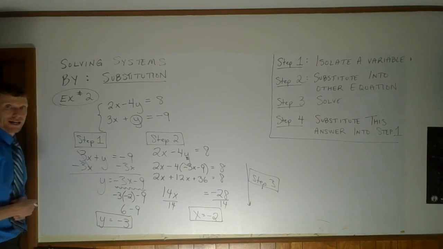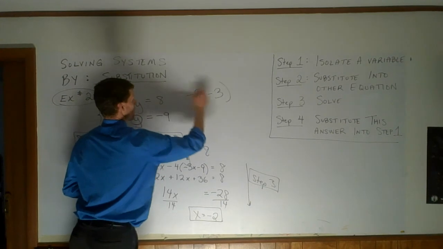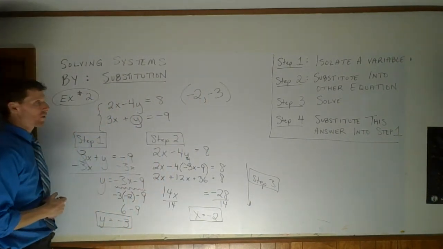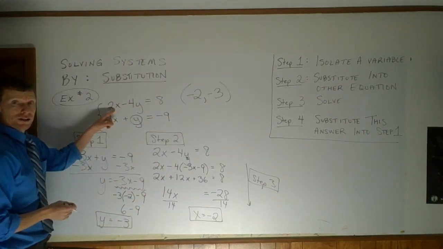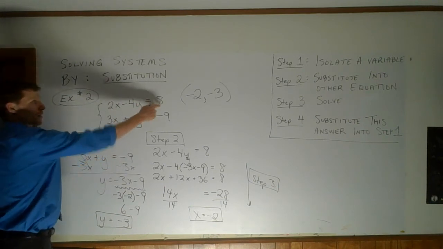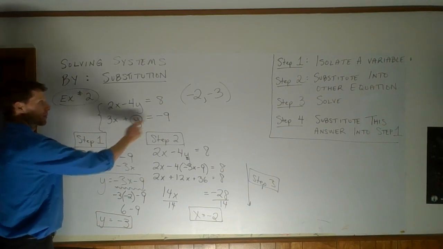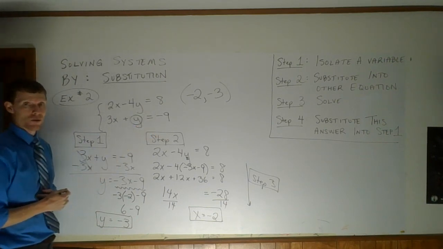We can write our answer like this. We can write our answer as an ordered pair. Remember, the x value always goes first. We can also check our answer. When we plug those numbers in, we get negative 4 plus 12 equals 8. We get negative 6 minus 3 equals negative 9. We know we have the right answer.